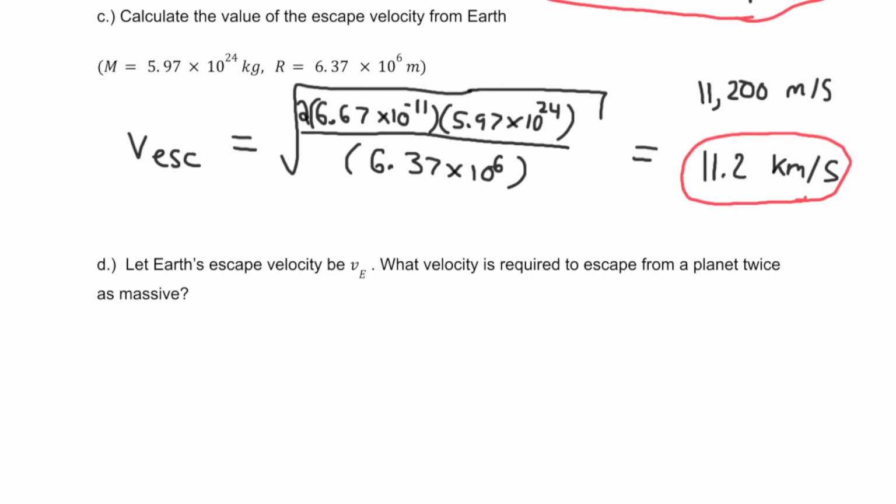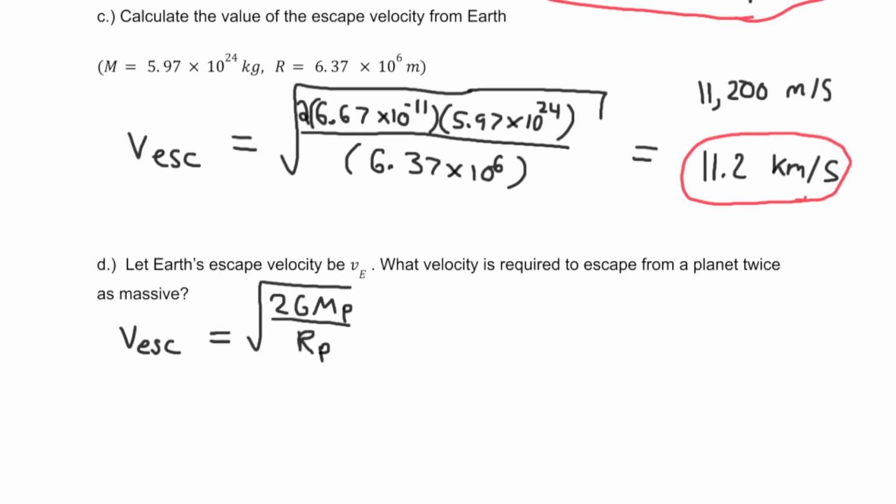All right, let Earth's velocity of escape be VE. What velocity is required to escape from a planet twice as massive? Again, anytime we get these ratio questions, you've got to write the base formula down. So we know that v escape is equal to the square root of 2G times the mass of the planet divided by the r of the planet. Assuming the radius of the new planet is the same as Earth's, what velocity is required?